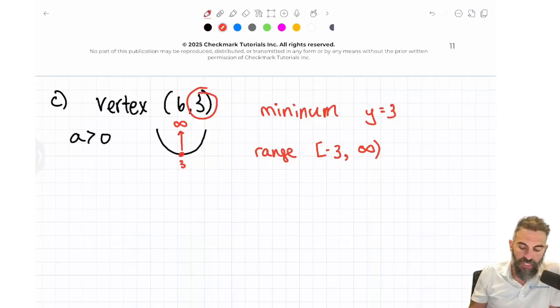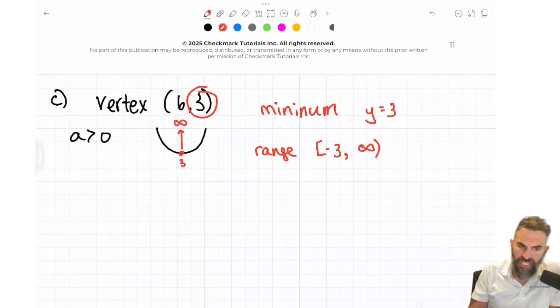So that's the range. That would be in what we call interval form. You can also write it as an inequality, so you can say that y is greater than or equal to 3 and less than infinity. Okay, that also works. You can also just write y is greater than or equal to 3. All of these would be fine for the range.